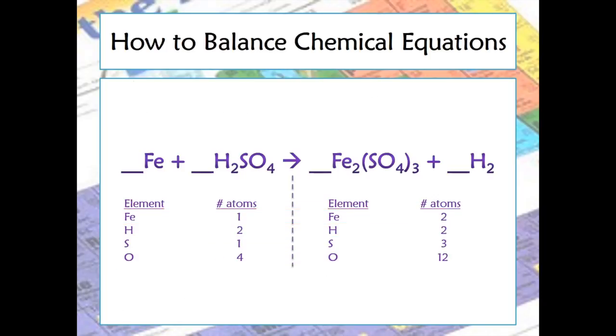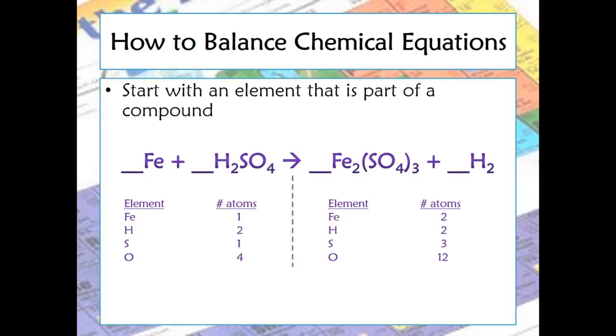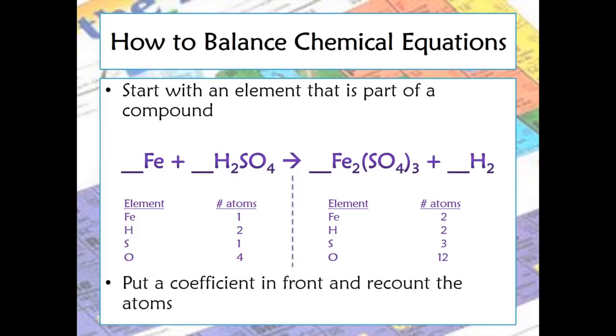Now that we know which elements have unequal numbers of atoms, we can start balancing the equation. We'll start with an element that's part of a compound and add a coefficient that will give us the correct number of atoms. Let's start with sulfur. We have 1 atom on the left side, but we need 3 atoms to be balanced with the right side. If we put a coefficient of 3 in front of the hydrogen sulfate, we get 3 atoms of sulfur.